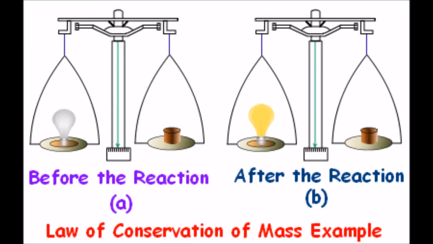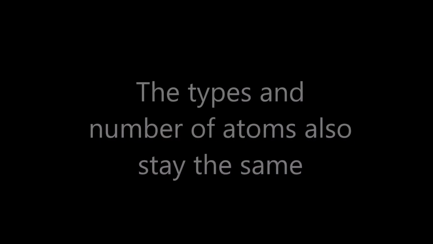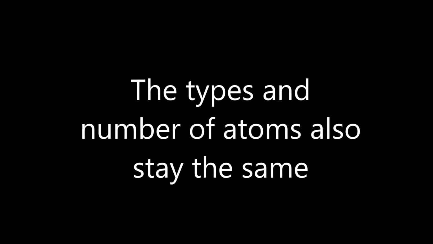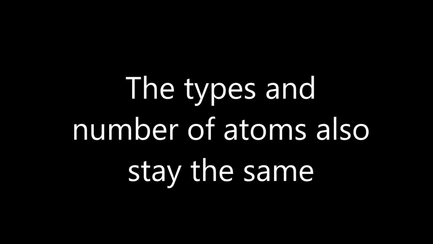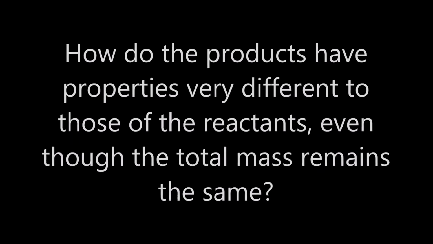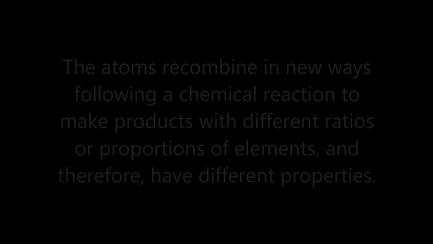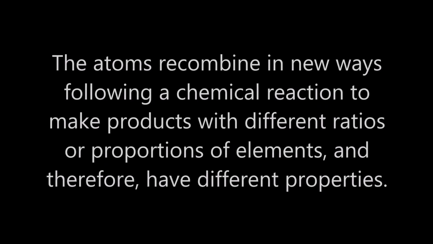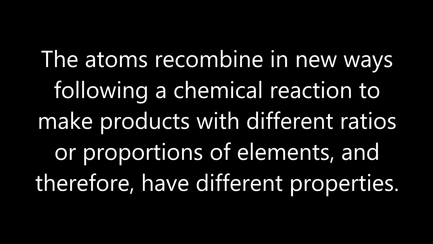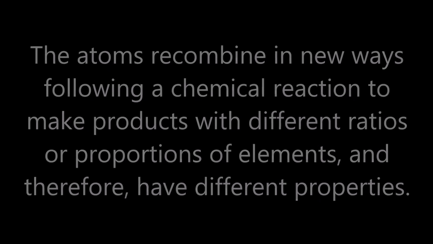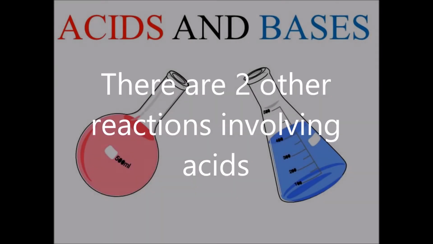This is because unbalanced equations are incorrect, as they do not obey the law of conservation of mass and cannot account for all the atoms required or produced. Furthermore, if no mass is changed in a reaction, this implies that the types and number of atoms also stay the same. But how do the products have properties very different to those of the reactants, even though the total mass remains the same? Well, the atoms recombine in new ways following a chemical reaction to make products with different ratios or proportions of elements, and therefore have different properties.